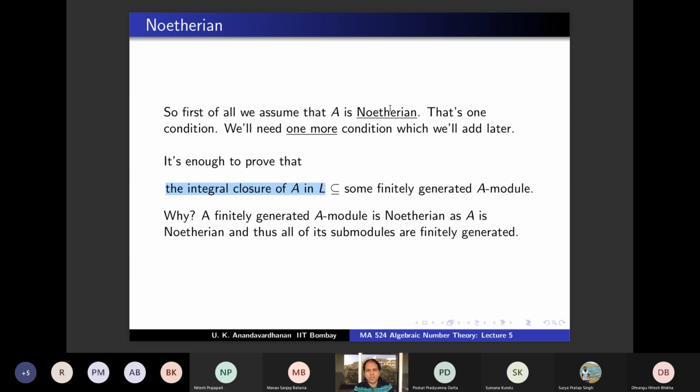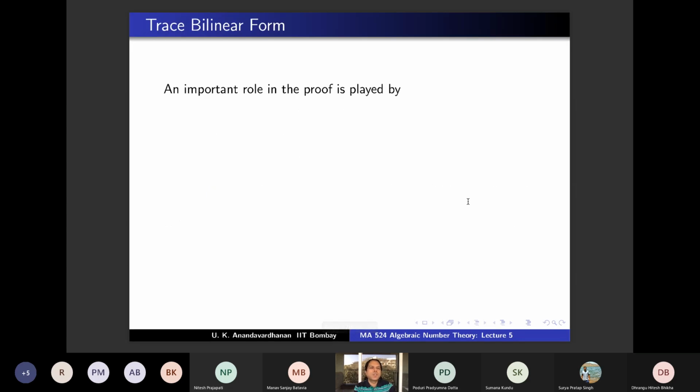Right now we are assuming Noetherian, and that is used already in the without loss of generality statement, and we need one more condition which will come later. Now we introduce a trace function. I'm going to introduce a bilinear form in terms of trace. What is a bilinear form in linear algebra?